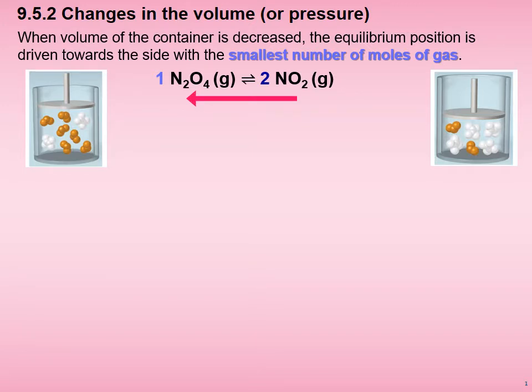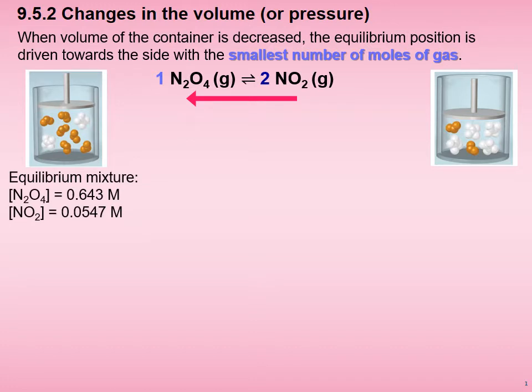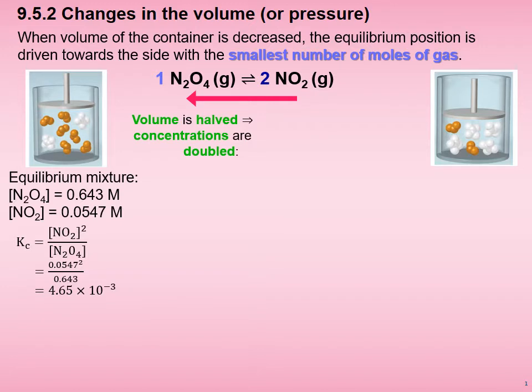The equilibrium concentration of N2O4 is 0.643 molar, and the equilibrium concentration of NO2 is 0.0547 molar. We write the Kc expression, then substitute these values into it to get 4.65 times 10 to the power of negative 3. Now, when the volume is halved, the concentrations are doubled.